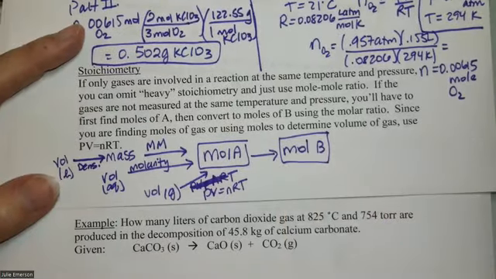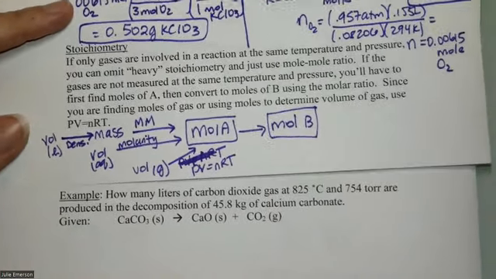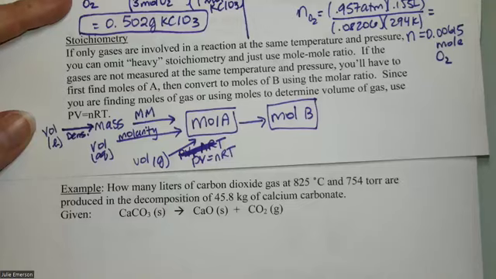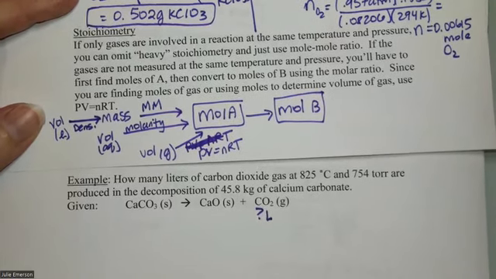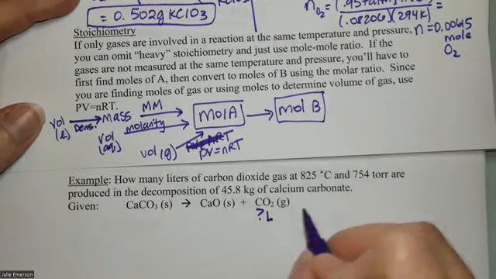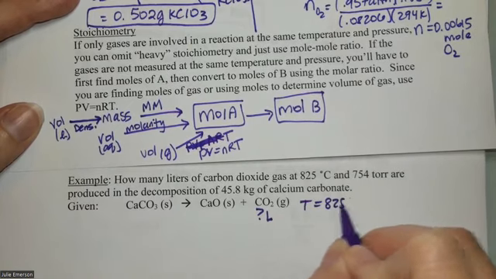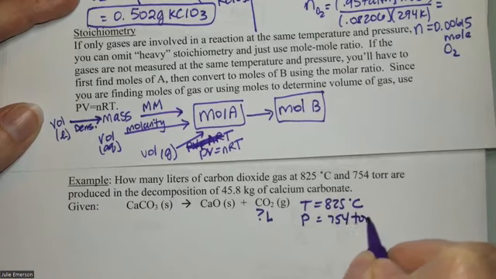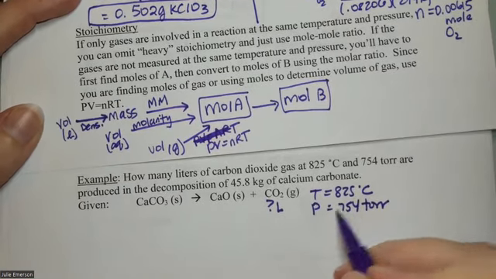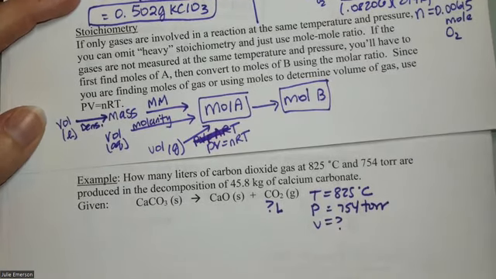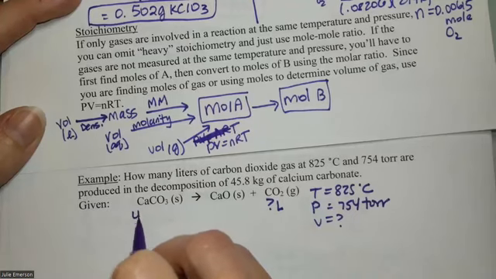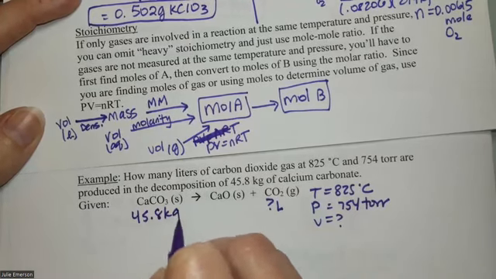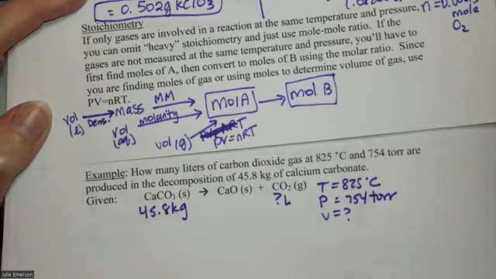On the next page, we've got another decomposition reaction. This time it's calcium carbonate, and we want to know how many liters of CO2. We are at 825 degrees Celsius, at a pressure of 754 torr, and we want to know the volume that we're collecting if we're decomposing 45.8 kilograms of the calcium carbonate.